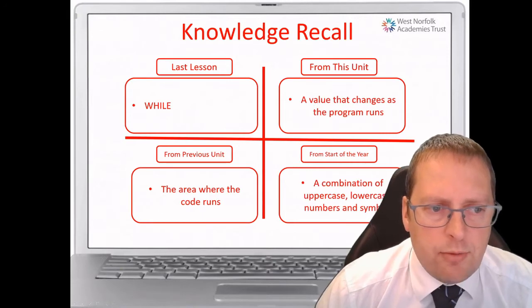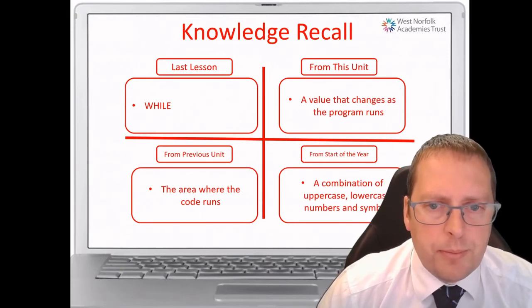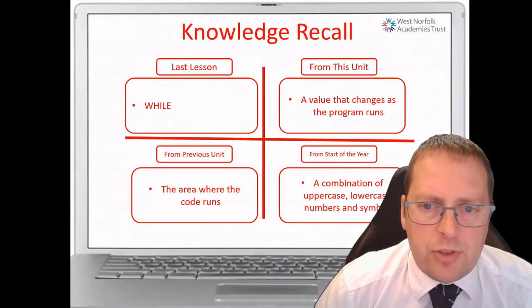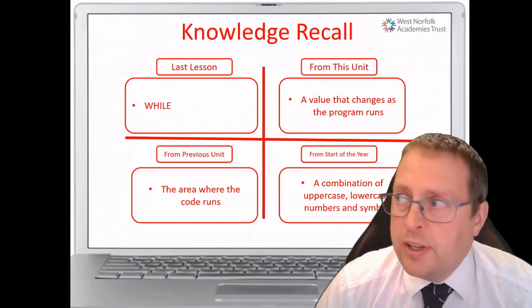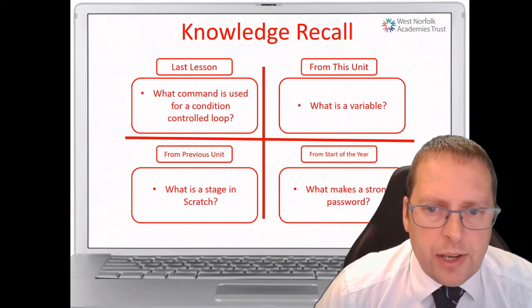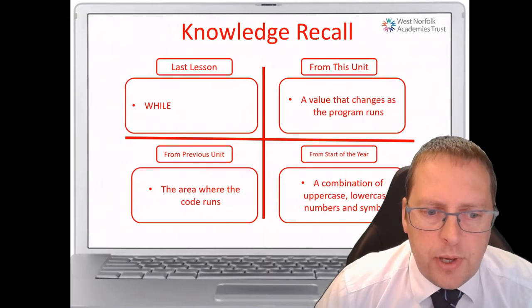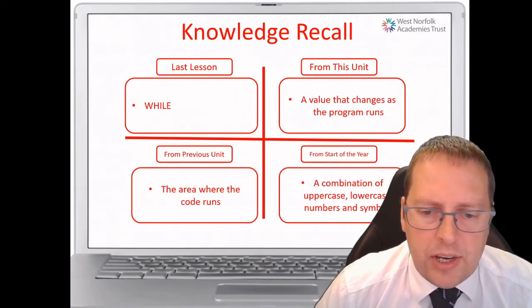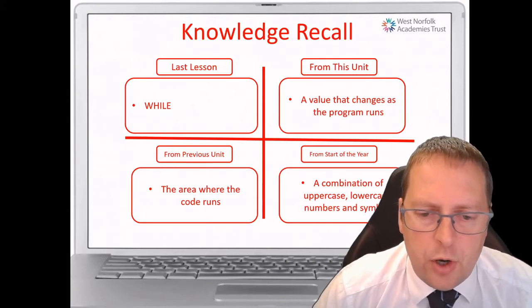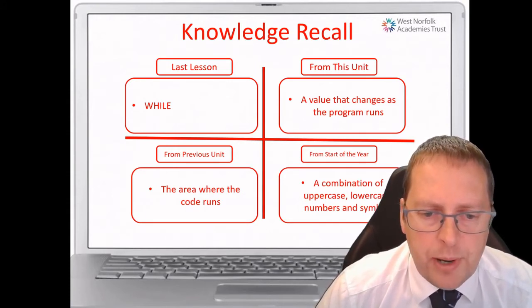Moving on, you should have while as a controlled loop. A value that changes as the program runs was the answer for what is a variable. The stage in Scratch is the area where the code runs. And what makes a strong password is a combination of uppercase, lowercase, numbers and symbols in your password.